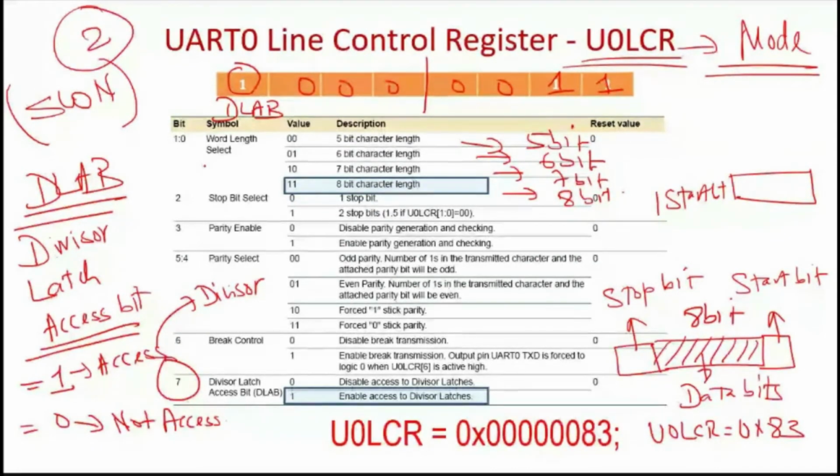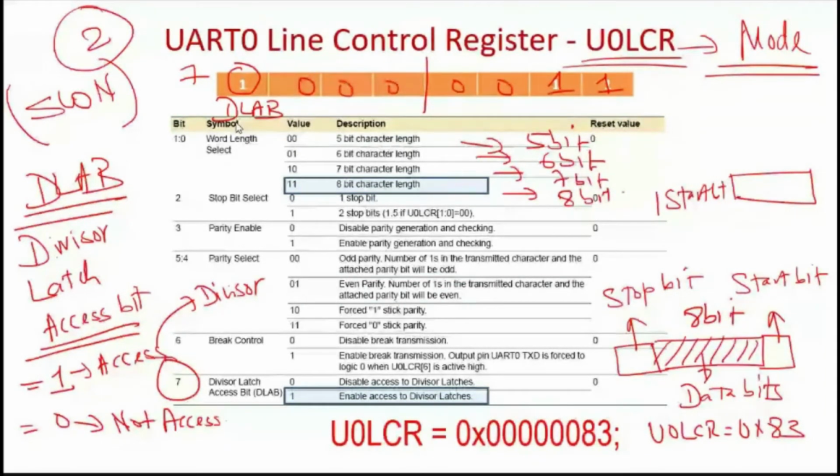What does 83 mean? The 7th bit is a 1 because I make the DLAB bit 1. What is the DLAB bit? DLAB is called the divisor latch access bit. It is similar to accessing a safe zone, you have to write a value of 1 to that. Divisor latch is a safe zone. So I want to access that, so you have to write a value of 1.